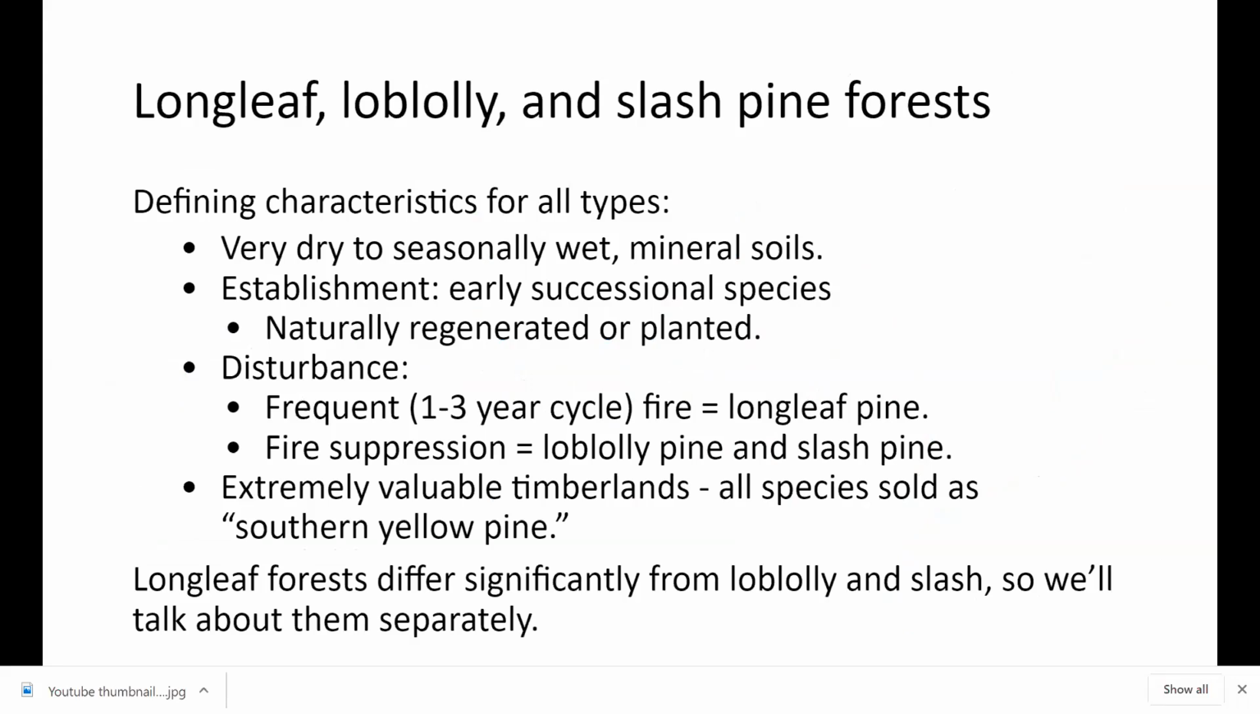They look quite similar. There are key differences among them, but first we'll talk about the characteristics that all of these forest types share. So the hydrology can range from very dry to seasonally wet. They almost always occur on mineral soils. So you are not going to find any of these forest types on deep organic soils. They just don't thrive there. Those trees are not competitive in organic soils.